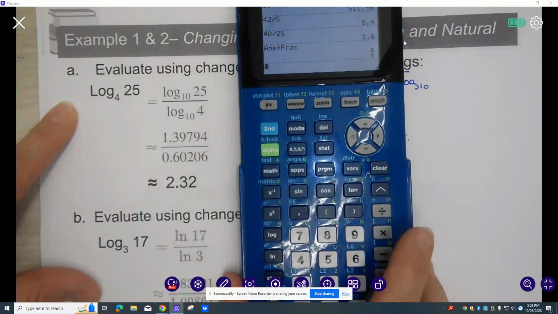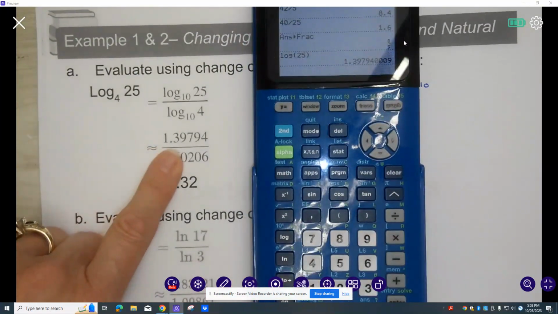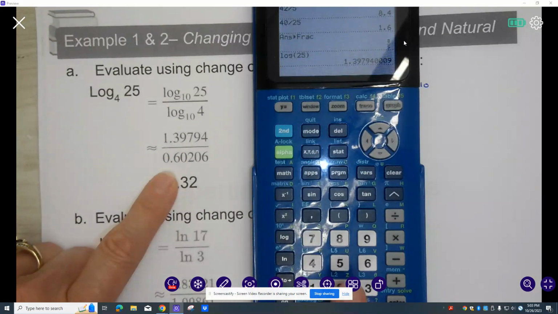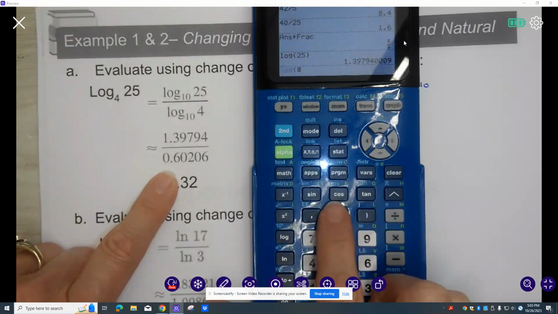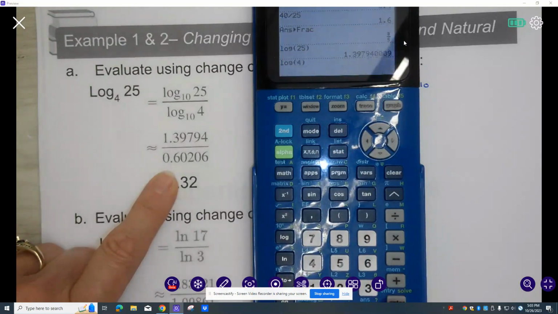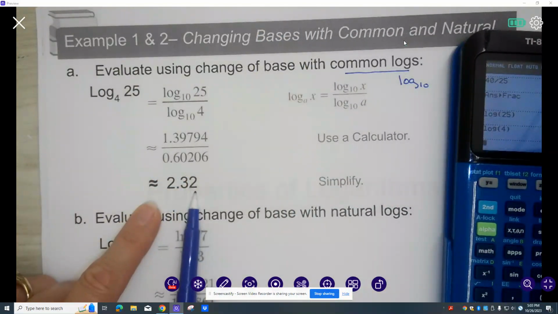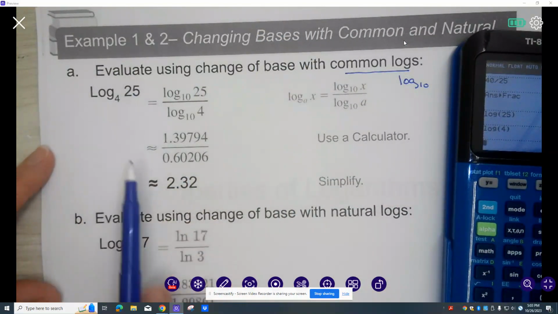So I can just hit the log button and do 25, and I get 1.39794. And then I can do the same thing, log of 4, and then hit enter, and I get 0.602, and I divide them. So now I have evaluated this.